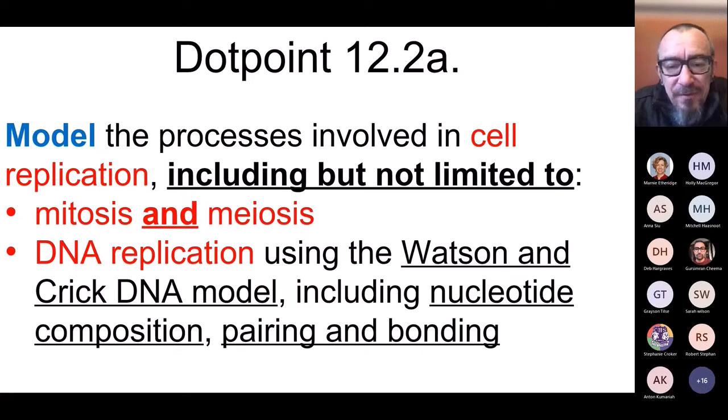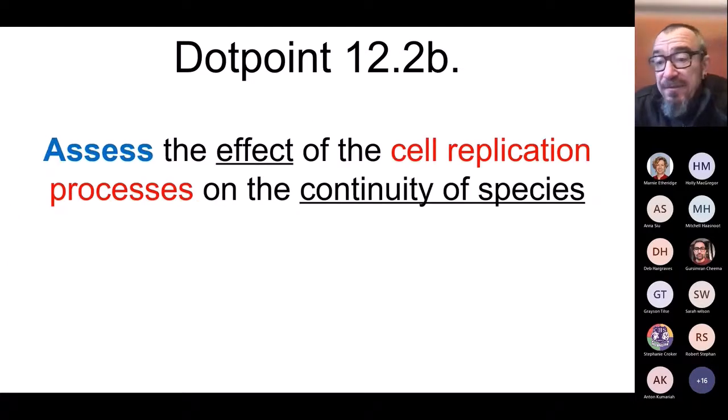And I've grouped, for reasons that will hopefully be obvious, the next dot point 12.2b, which is looking at the effect of cell replication, be it mitosis or meiosis, on the continuity of a species.